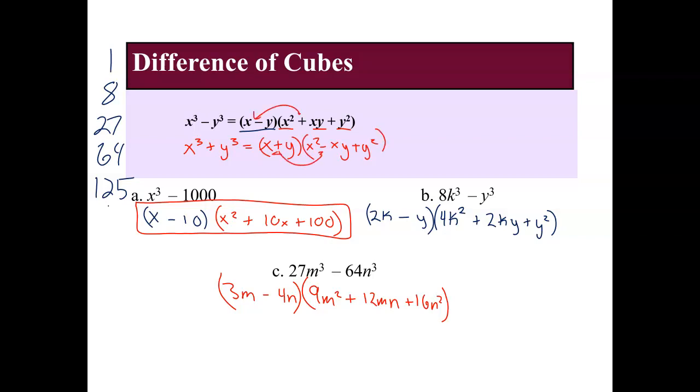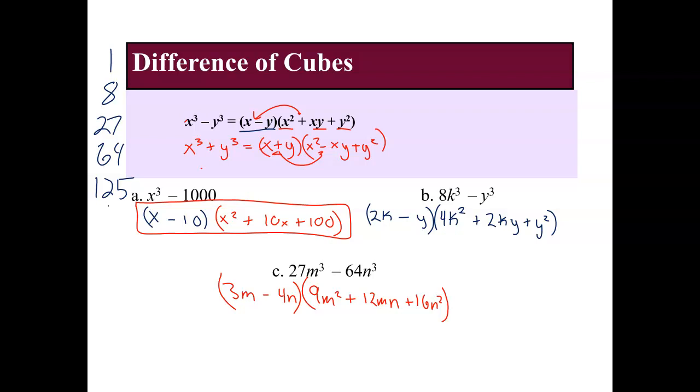Those two signs switch. The last sign is always plus when we have a sum of cubes or a difference of cubes, but we're always going to match the first sign with our original binomial. The second sign is always going to be opposite. So if I have a difference of squares, the second sign is plus. A sum of squares, the second sign is minus.